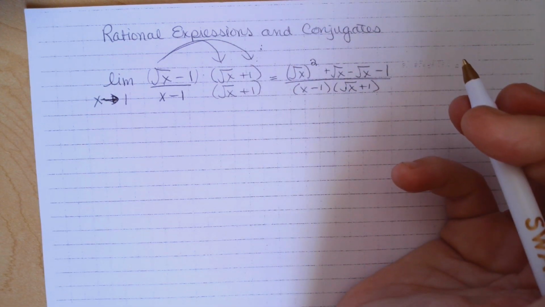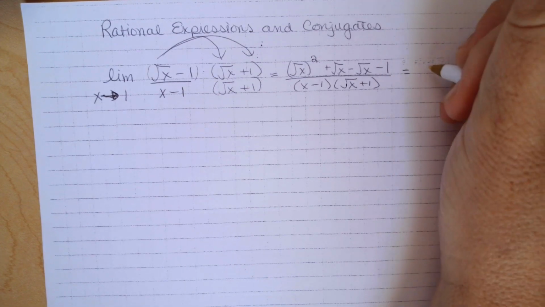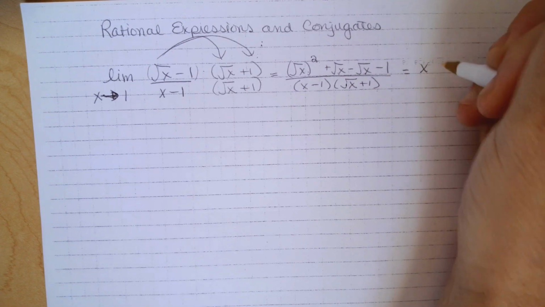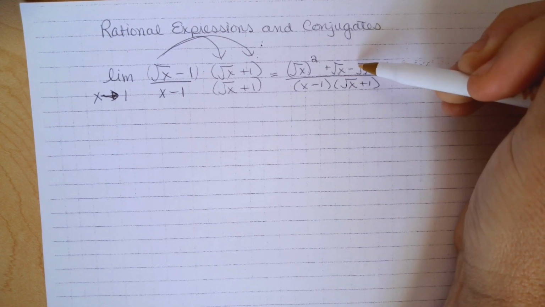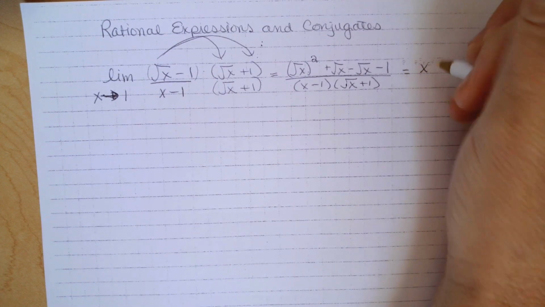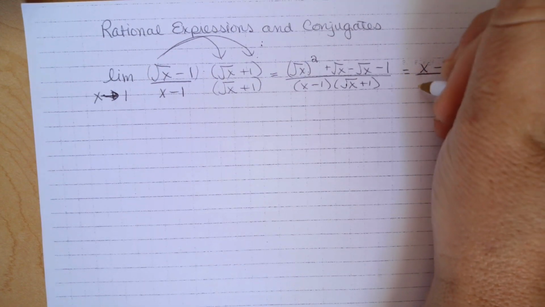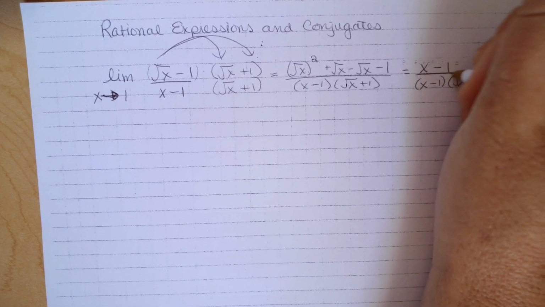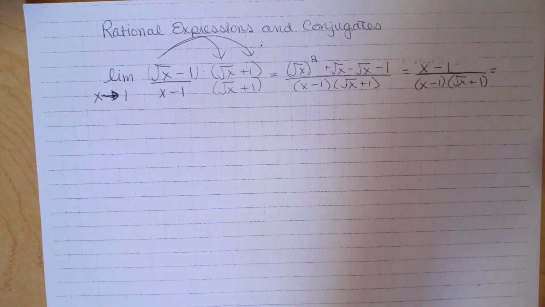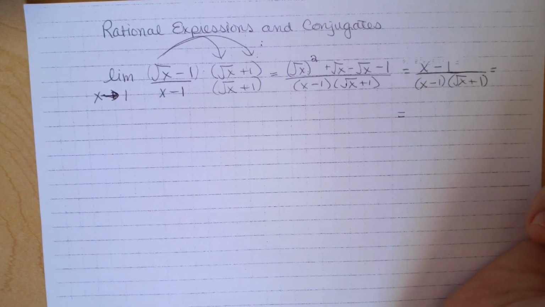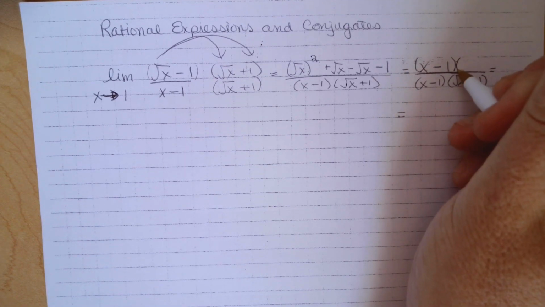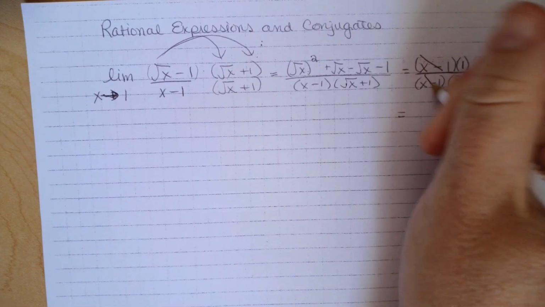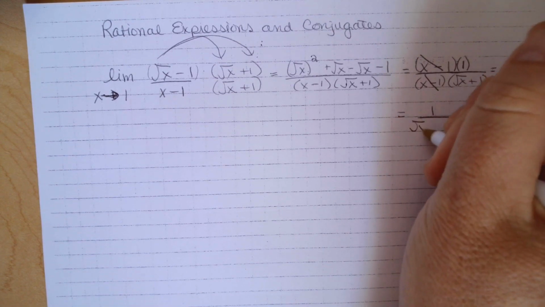And so on the top here, what do we end up with? Well, the square root of x squared is just x, and then square root of x minus square root of x is going to be 0, minus 1, so we get x minus 1 over x minus 1 times square root of x plus 1. And so what do we get here? Actually, I'll just move it down here. All right, and so you can just pretend this is multiplied by 1, right? And so that cancels with that, and you get 1 over square root of x plus 1.